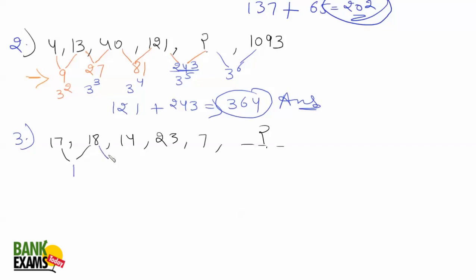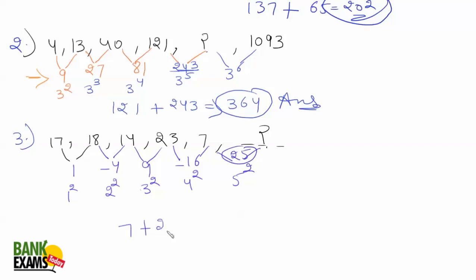The difference is 1. And then the difference between these two is 4 minus 4, it's 18 minus 14. Then the difference is again 9. And the difference is minus 16. So how are they doing this? It's 1 the square, 2 the square, 3 the square, 4 the square, and 5 the square. The other thing they are doing is that every alternate number has a minus sign. So the next one should be 5 the square, 25. The difference should be 25. So 7 plus 25 is equal to 32, and 32 is our answer.